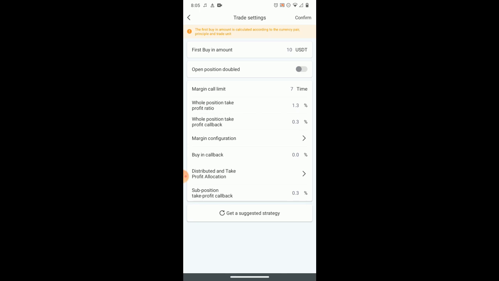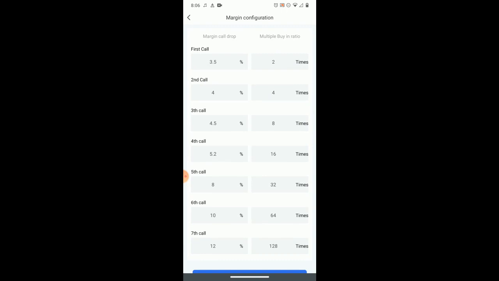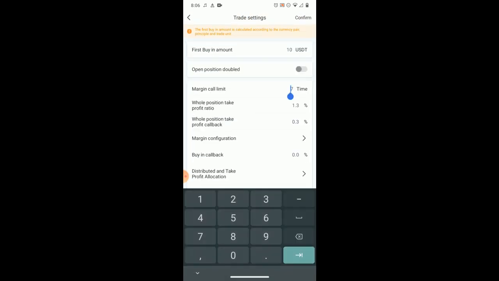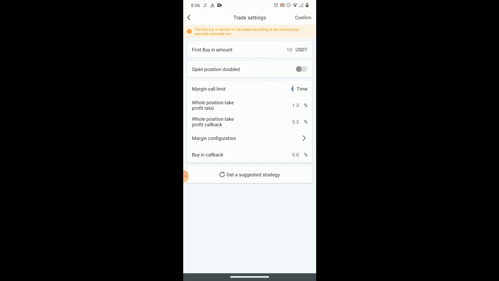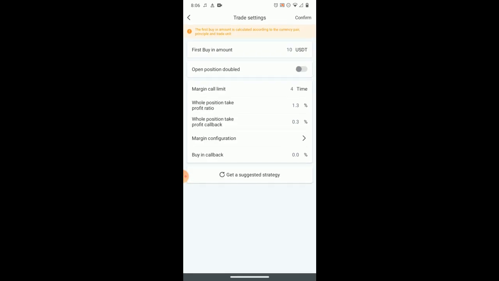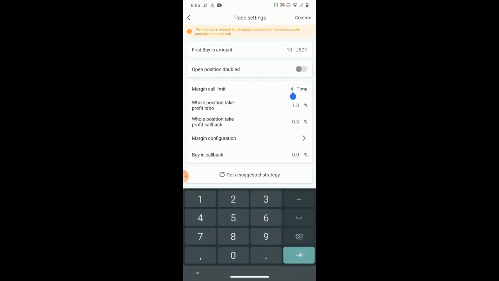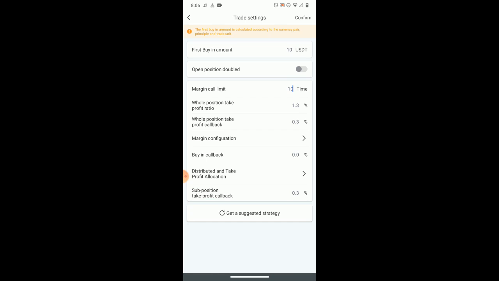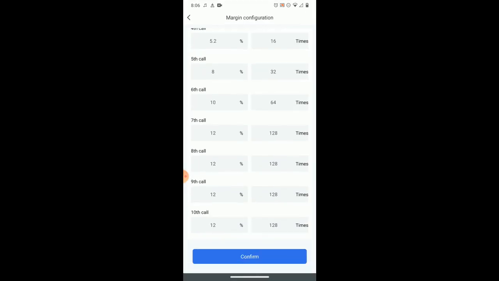Now, this margin configuration. Let me show you something. Click on this margin configuration. How many levels did you see? 1, 2, 3, 4, 5, 6, 7, right? 7 calls. Go back. Now, let's reduce this to 4 calls. When you reduce to 4, click on margin. How many did you see here? 1, 2, 3, 4. Do you see that now? Now, let's take it to 10. When you take it to 10, click on this margin configuration. It will be 10. Do you see that?